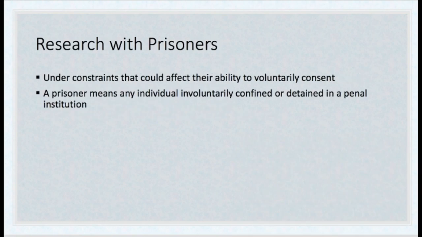And then finally, research with prisoners. This is our very last part of our research ethics lecture. They are under constraints which could affect their ability to consent because they're incarcerated, for crying out loud, right? So a prisoner means someone who's involuntarily confined or detained in some kind of penal institution. And it encompasses people sometimes in state hospitals or in alcohol and drug treatment facilities, in probation or parole, under court order, work release programs, or in group homes or at-home detention programs.